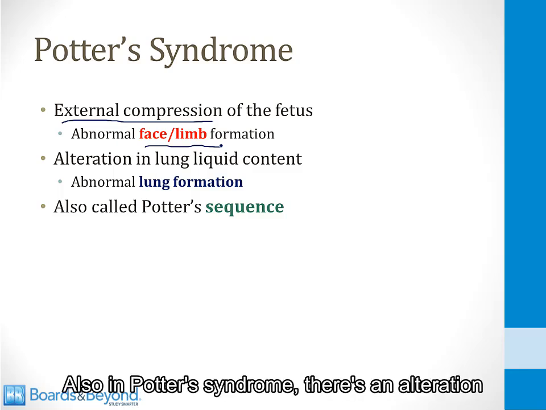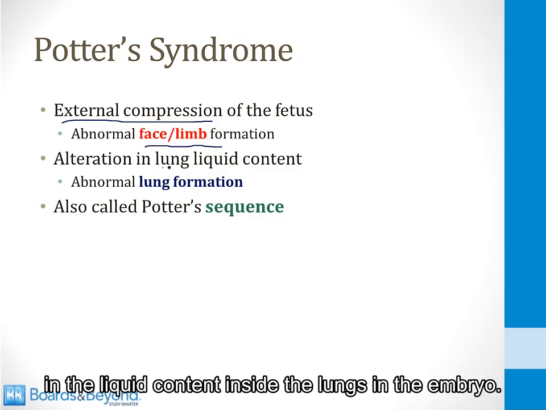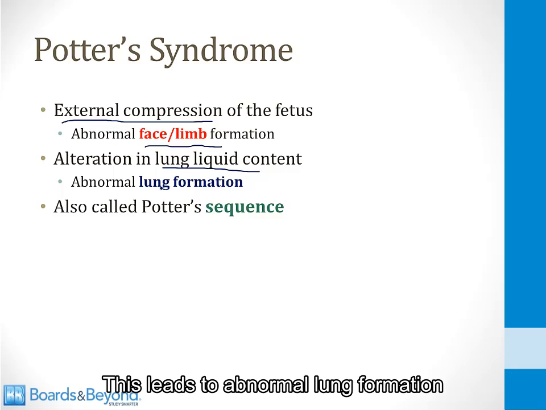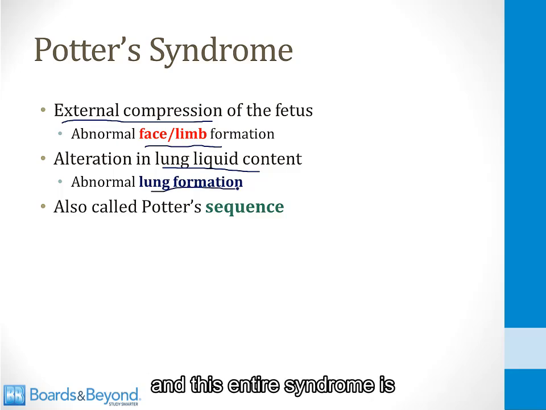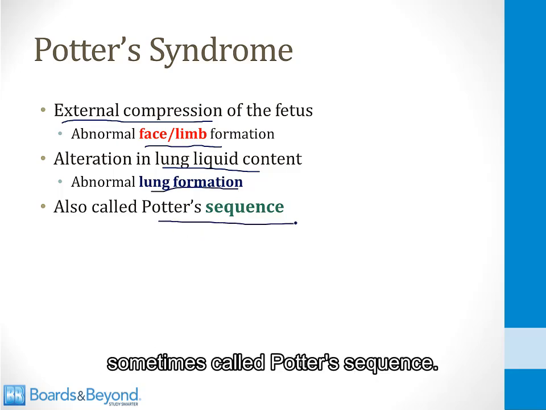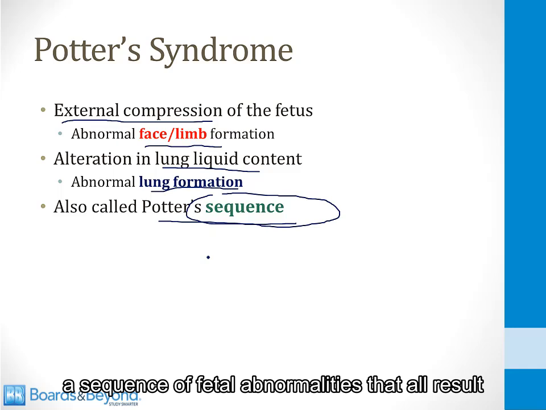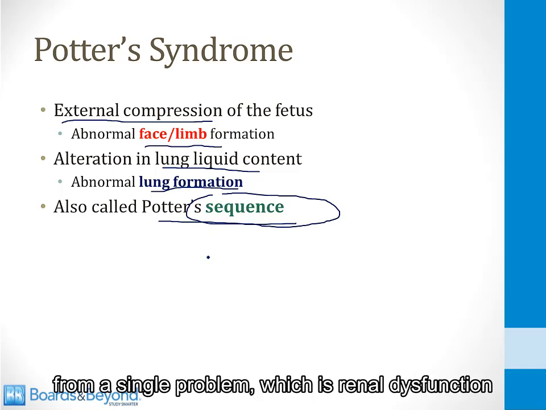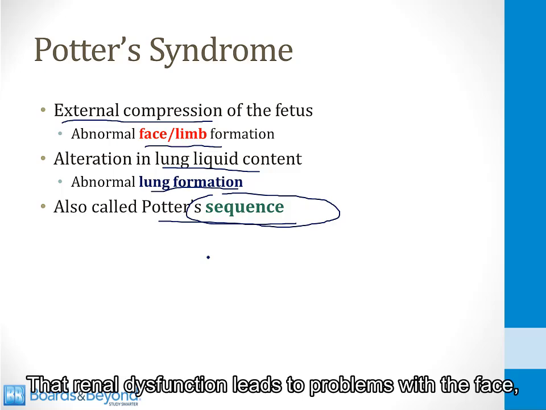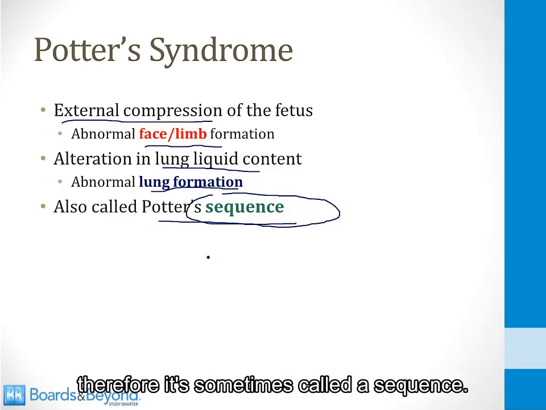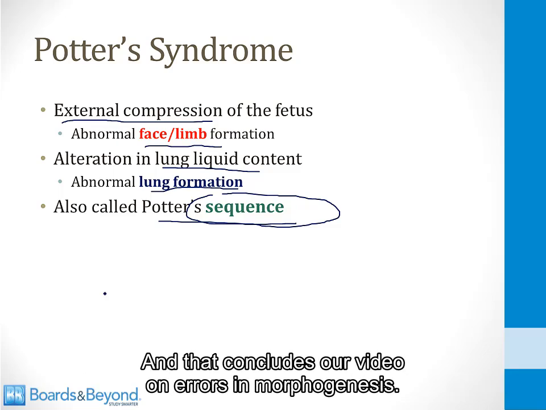Also in Potter syndrome, there's an alteration in the liquid content inside the lungs in the embryo. This leads to abnormal lung formation. And this entire syndrome is sometimes called Potter's sequence. The reason it's called a sequence is because it is a sequence of fetal abnormalities that all result from a single problem, which is renal dysfunction in the baby. That renal dysfunction leads to problems with the face, with the limbs, and with the lungs. Therefore, it's sometimes called a sequence. And that concludes our video on errors in morphogenesis.